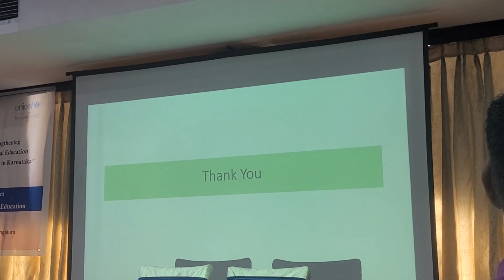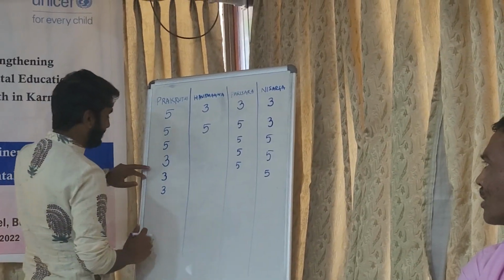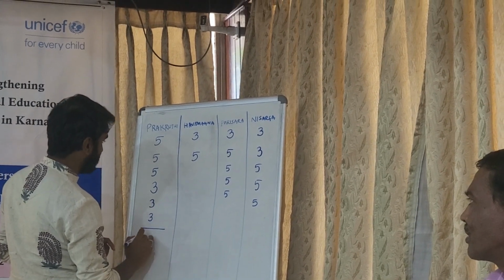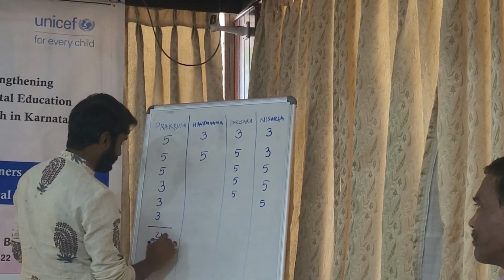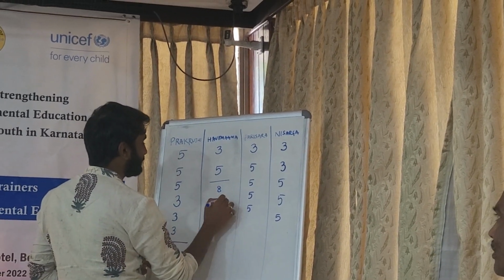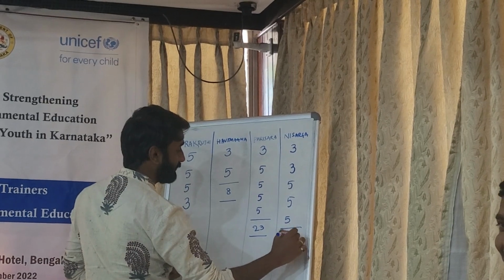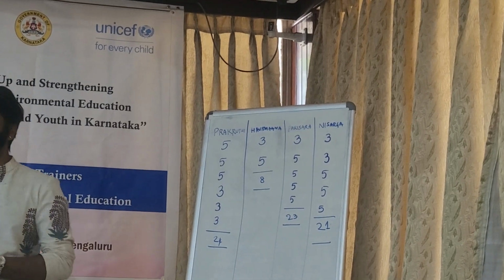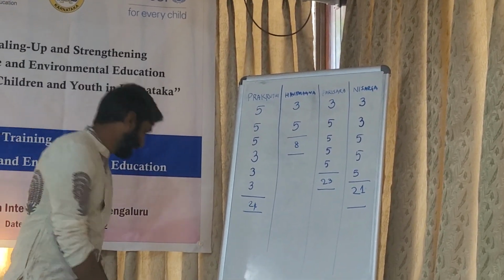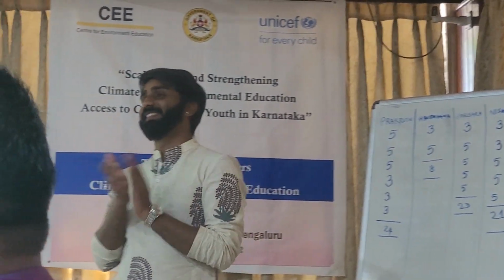So let's see the count. Total. 24 sir. 8 sir. 18. Prakriti scored 24. They are leading first. And then Havamana 8. And Parisara 23 and Nisarga 21. Thank you everyone.